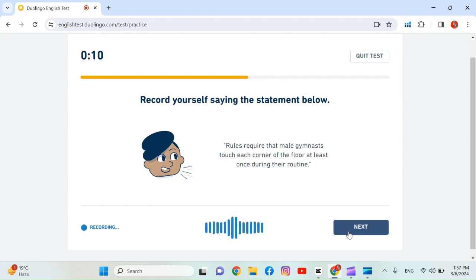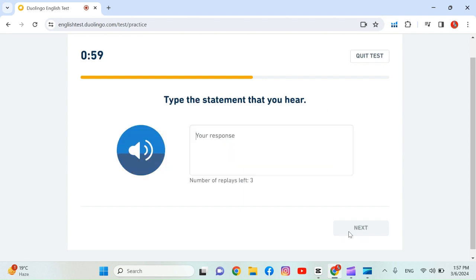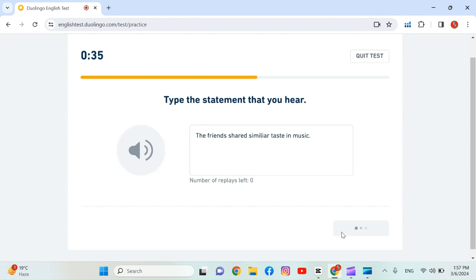Rules require that male gymnasts touch each corner of the floor at least once during their routine. The friends shared similar tastes in music. Okay, shared. The friends shared similar tastes in music. Right. Next.